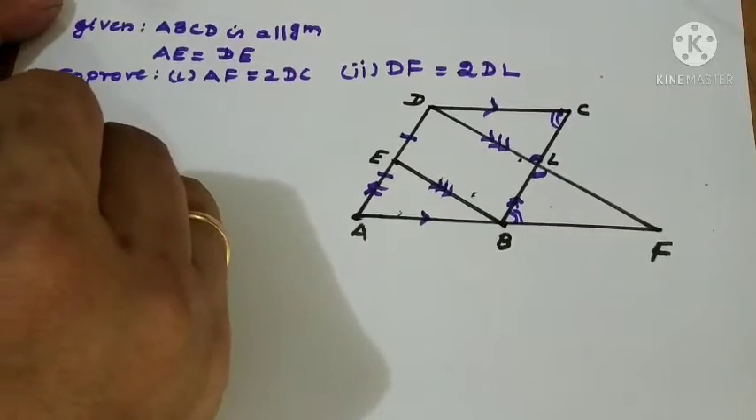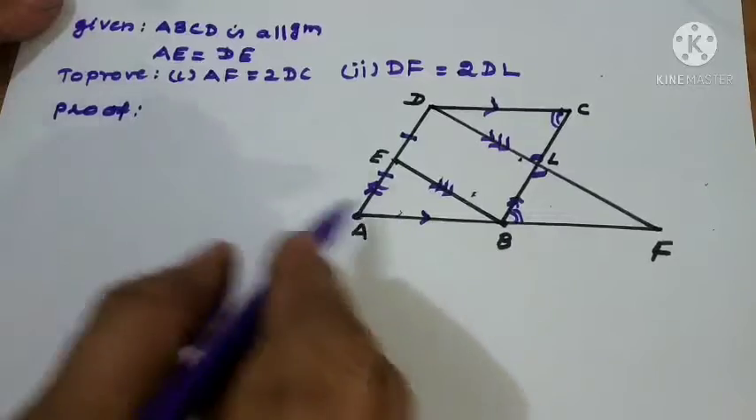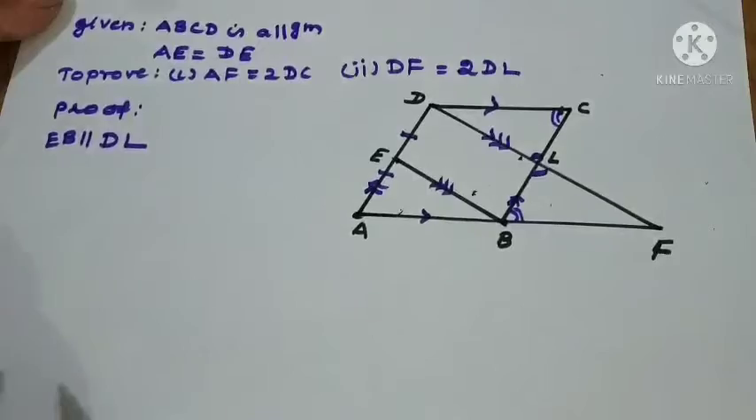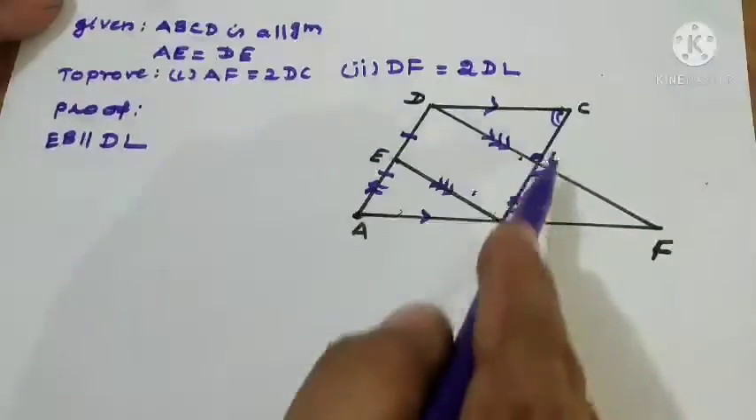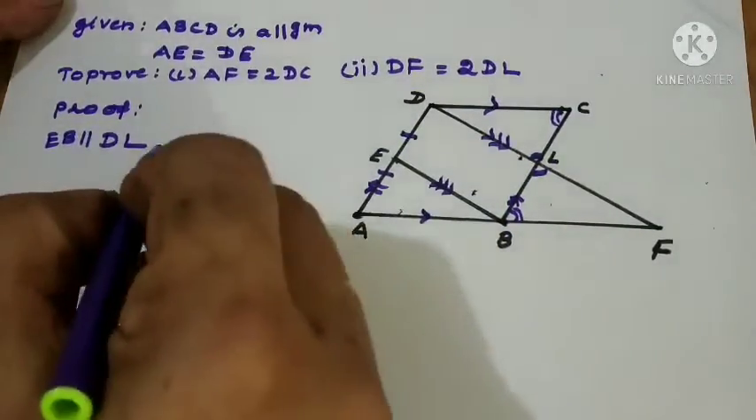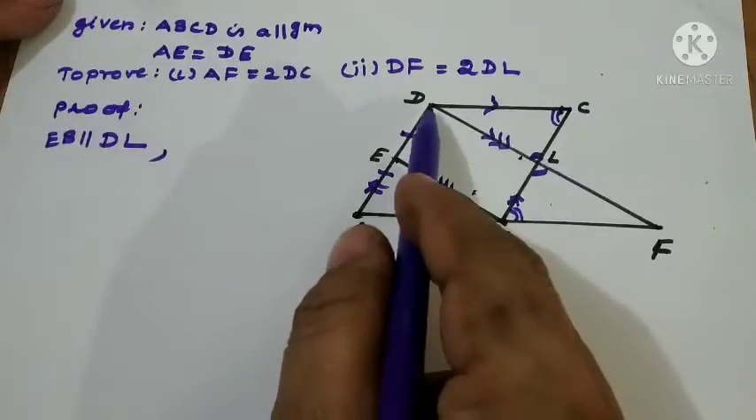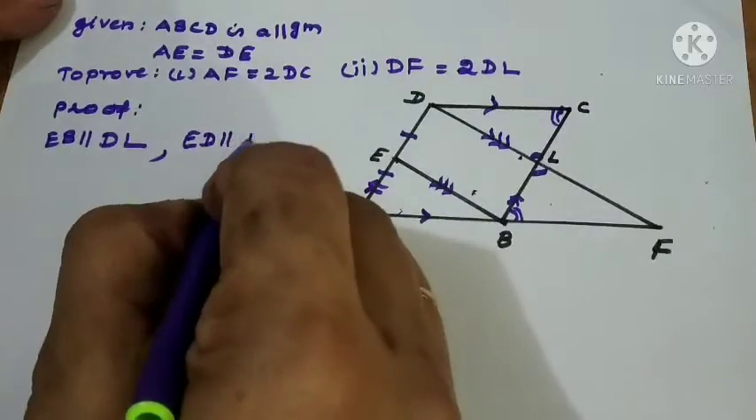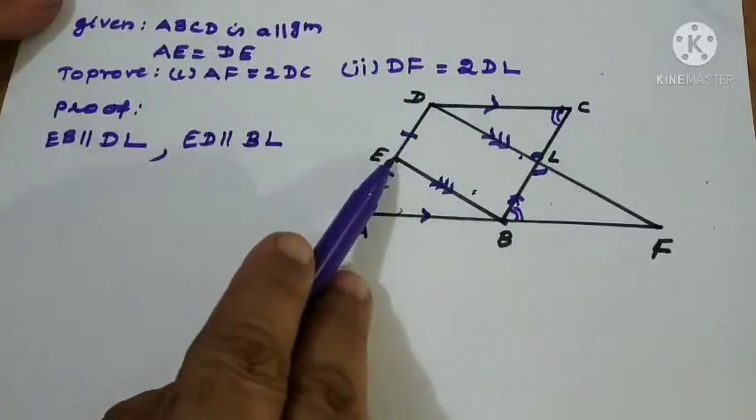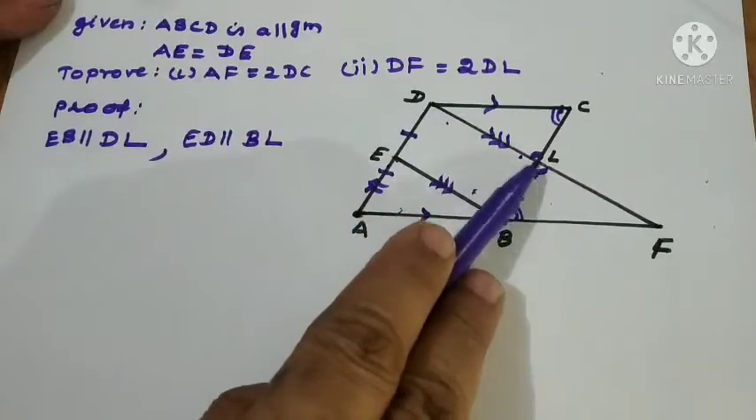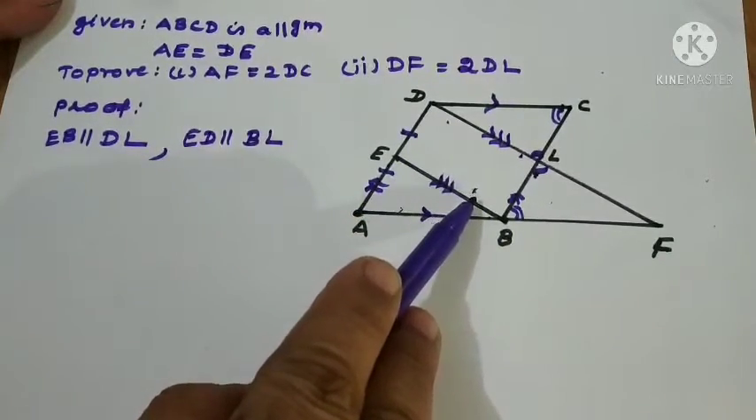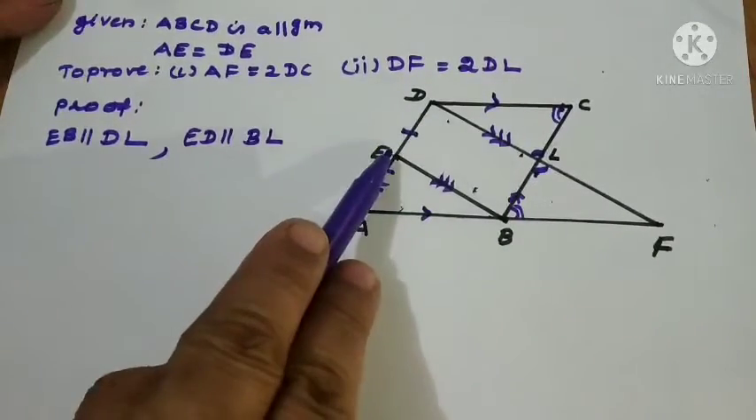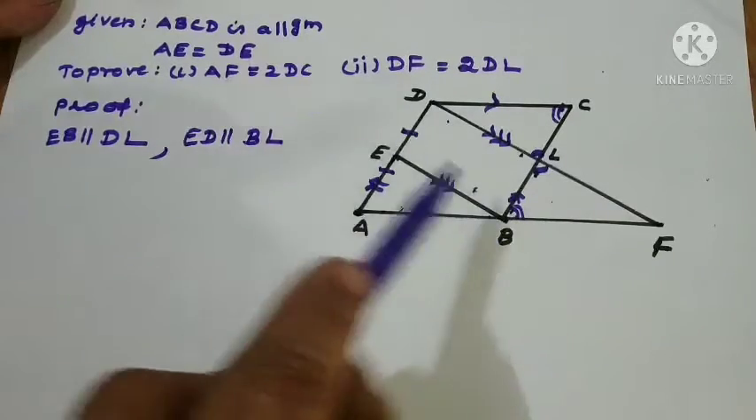So proof. EB parallel to DL. Again AD parallel to BC. We know that opposite sides of the parallelogram. So what we can write here? ED is a part of it. ED parallel to BL. Now just check this. EB parallel to DL, it is already given in the question. ED parallel to BL, that is opposite sides of the parallelogram are parallel. So that is why ED is also parallel to BL.